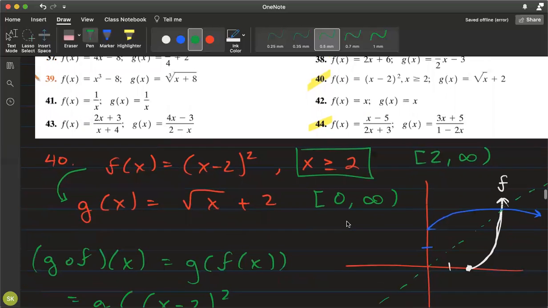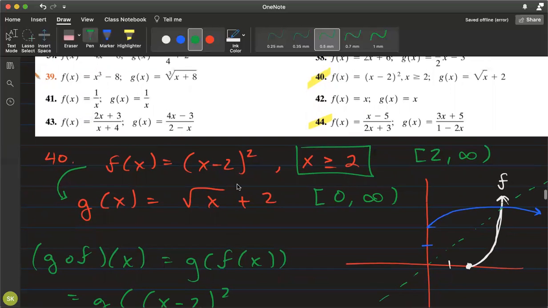Because these two functions are inverses, you can tell me that this function, without even looking over here, you can say that its range is 0 to infinity. And you can tell me that the range of this function is 2 to infinity because they're inverses.